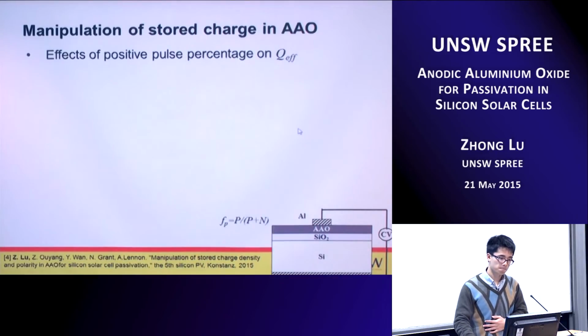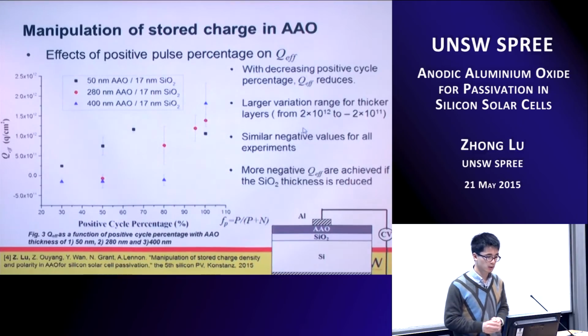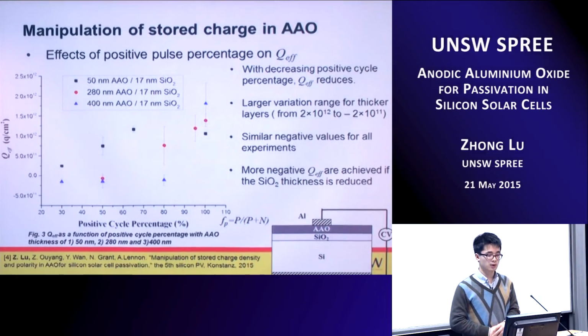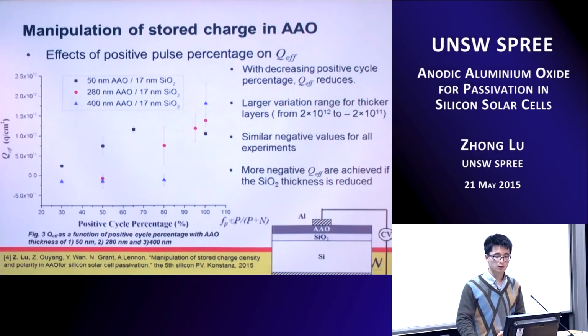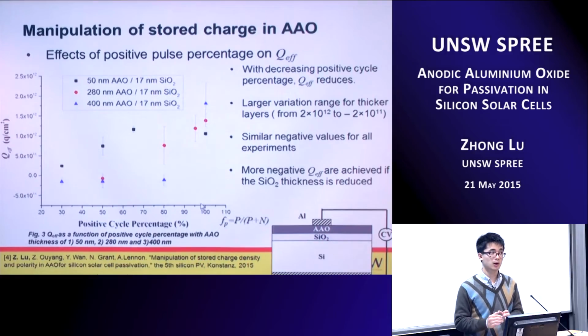So let's look at the first result where I demonstrate the charge manipulation. So here is the positive cycle percentage. 100% means that you are using a constant positive current for anodization. And as you reduce the positive cycle percentage, you are increasing the more negative cycles. So it is shown that with decreasing positive cycle percentage, the effective stored charge is reducing.